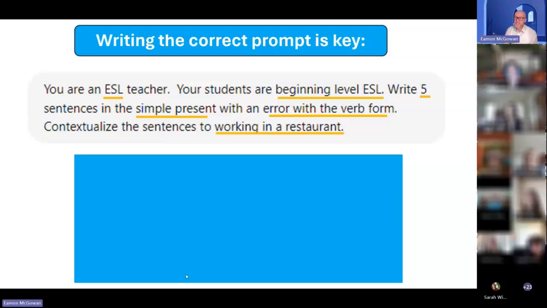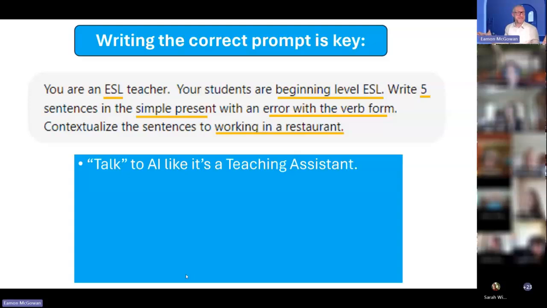And I underlined a few things here in orange for you that Zoya was kind enough to read. And it's really important to talk to AI like it's your teaching assistant. It's your TA. We can pretend we're university professors and we have TAs. This is your TA. And that's why I put, you are an ESL teacher. Tell AI what their job is. Be specific, right? Beginning level ESL, 5 sentences, simple present, error with the verb form.